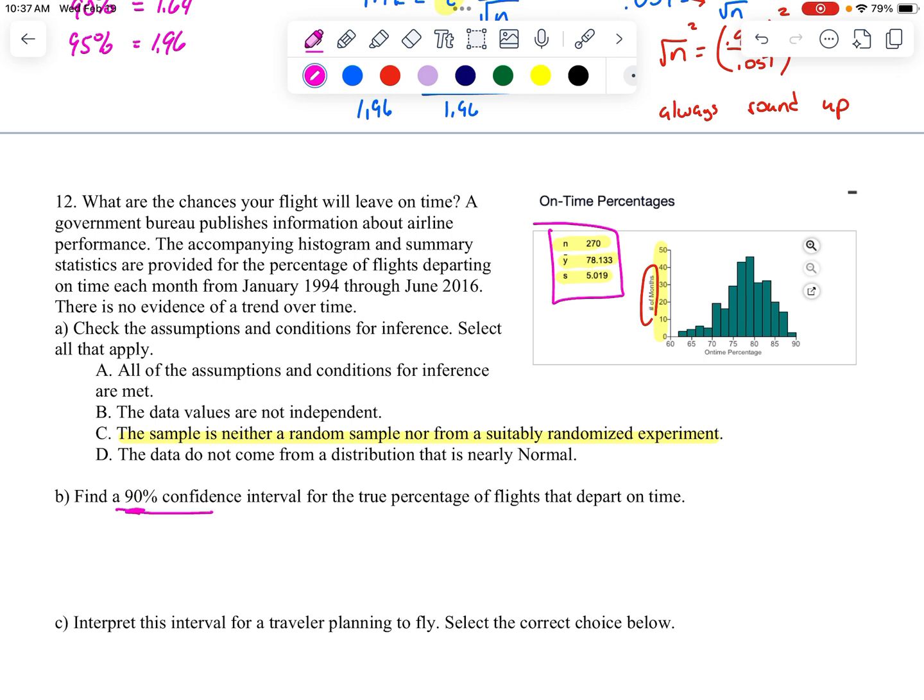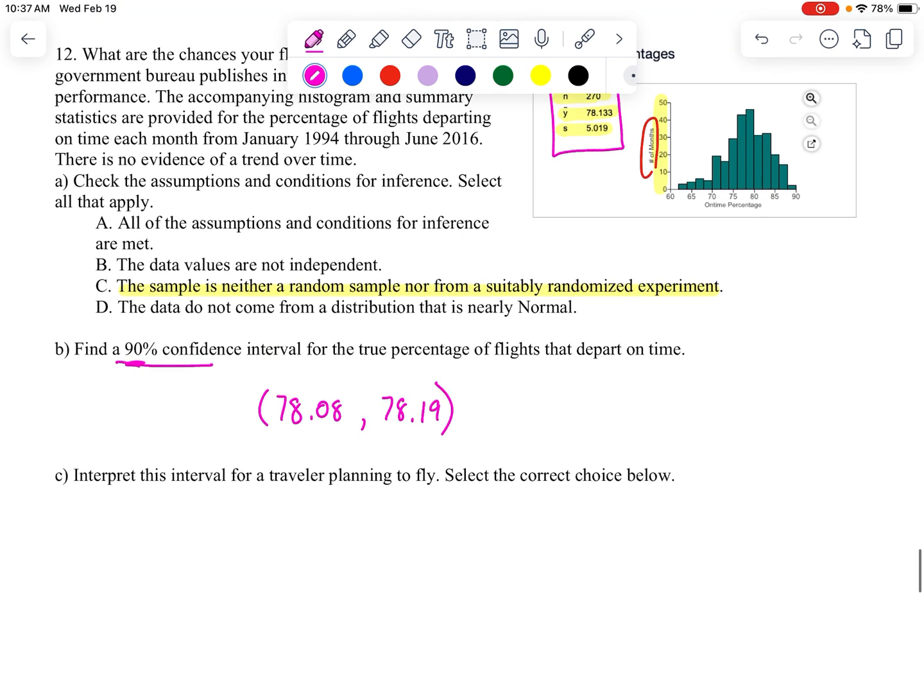It is 78.08 to 78.19. Okay, so we are 90% confident that the true mean of the percent of on-time flights will be between 78.08 and 78.19. So actually a really narrow interval.